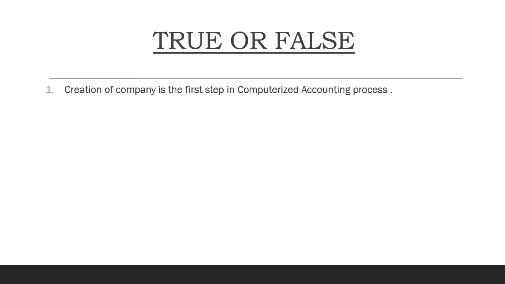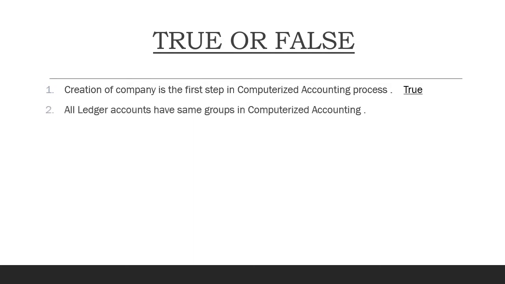When we work in Tally, what do we do first: create ledgers, create groups, create vouchers, or create the company? Yes. First, we are creating the company. So the first step is creation of company. So this answer is true. Next question.